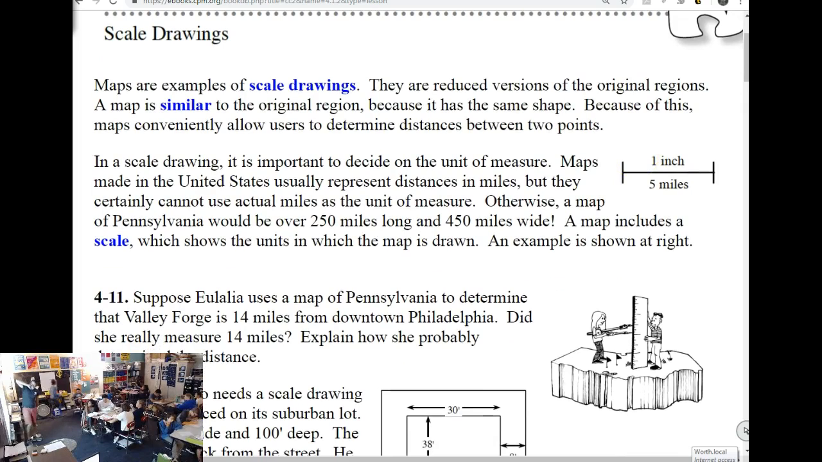So, has anyone ever heard of blueprints? Yeah, I hope so, right? So, what's a blueprint? George, what's a blueprint? A drawing of what we're going to build. Okay. Is it the same size? It's a big roll of paper, right? If you're going to make your drawing the same size as what you're going to build, it's going to be a giant drawing. Savannah, you have your hand up. What were you going to say?